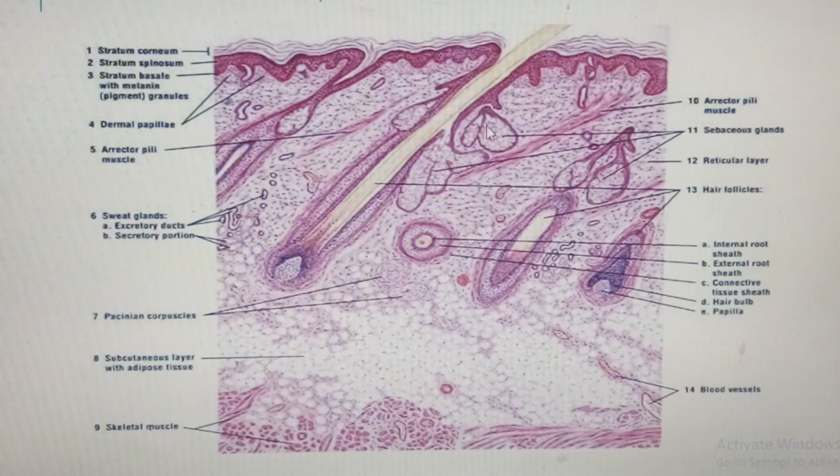These are the erector pili muscles, which are associated with the hair follicles. These are the sebaceous glands, made up of simple branched alveolar glands. The sweat glands are made up of simple coiled tubular glands. These are the Pacinian corpuscles that I was talking about in the dermis. These are the hair follicles which we've seen. We are going to go into all these details in our next section. Beneath that we are going to have some muscles. So these are the various components of the integumentary system that we looked at.